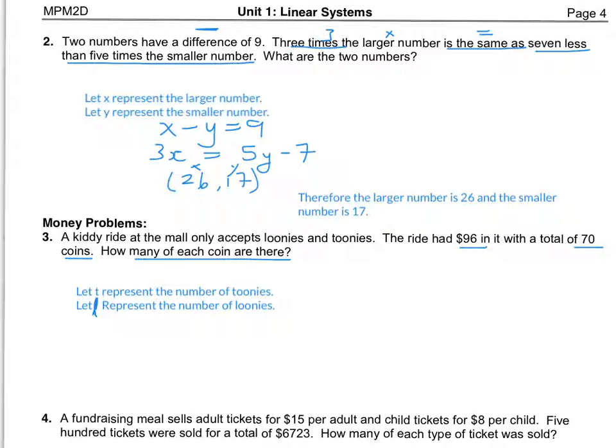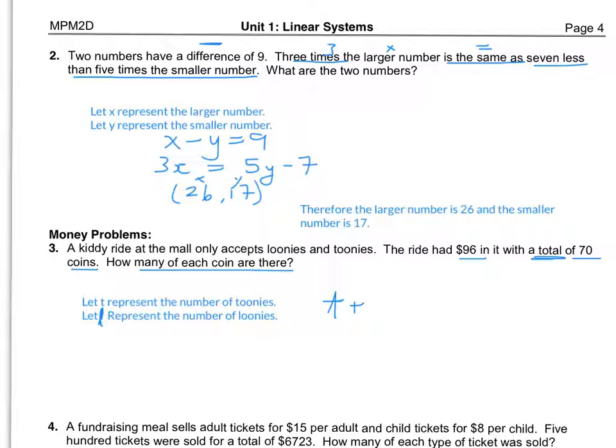All right, now let's put the pieces together here. I'm going to start with the easier part. There were a total of 70 coins. That means if I take the number of toonies and add to it the number of loonies, altogether I would have a total of 70 coins. So the number of toonies, so T plus L, and again, I'm using a cursive T so it doesn't look like a plus sign, has to equal 70. All right, the number of toonies plus the number of loonies is 70 altogether.